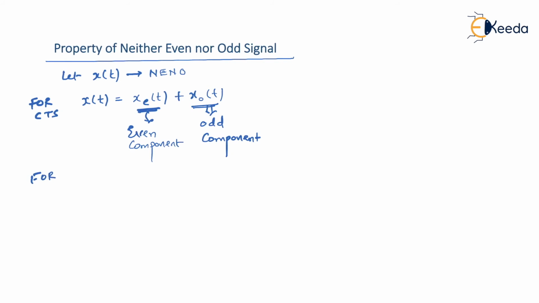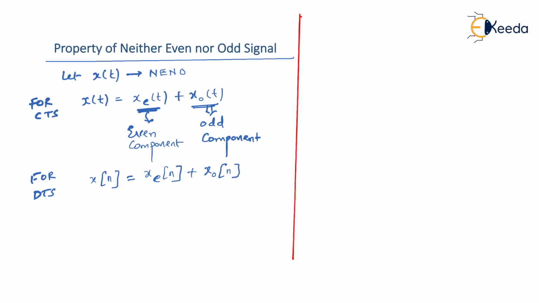For a discrete time signal also, x of n, provided x of n is neither even nor odd, it is equal to xe of n, that is the even component of x of n, plus the odd component of x of n. If x of t happens to be neither even nor odd, then there is a formula to calculate the even component and odd component. It is very easy to remember.